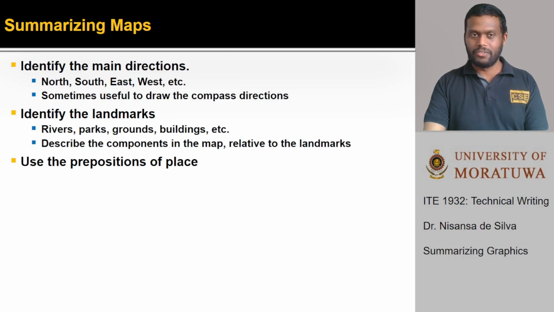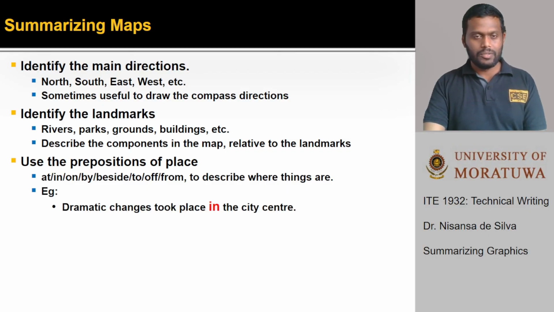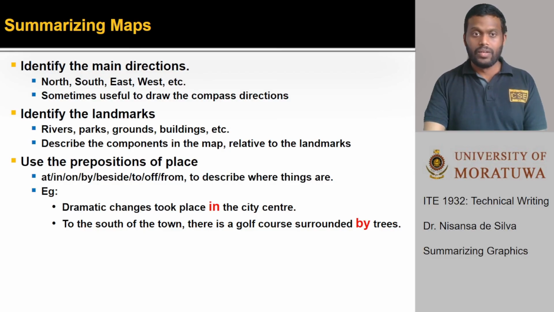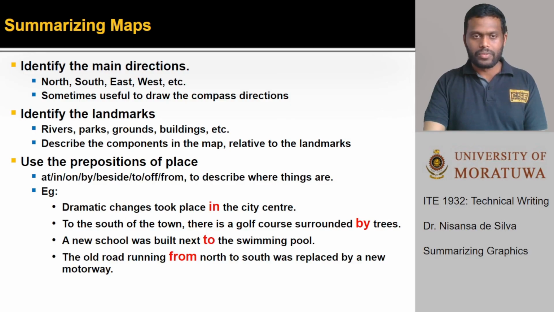Use the prepositions of place: at, in, on, by, beside, to, from. Use these words. For example, dramatic changes took place in the city center. To the south of the town, there is a golf course surrounded by trees. A new school was built next to the swimming pool. The old road running from the north to south was replaced by a new motorway. A marina was built on the banks of the river.